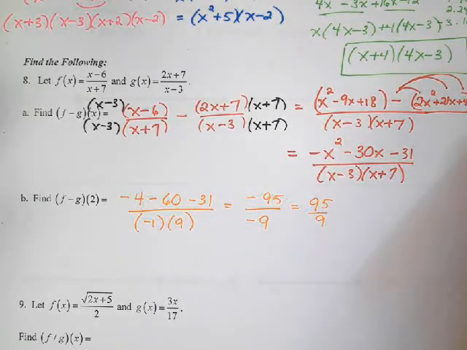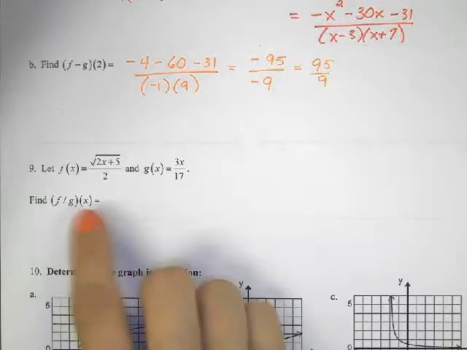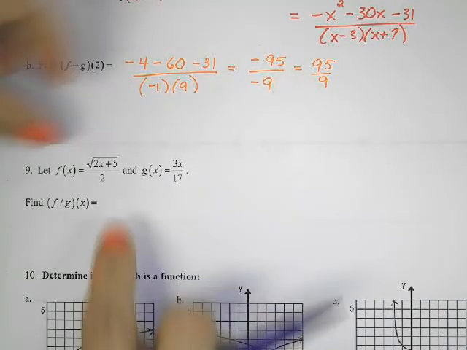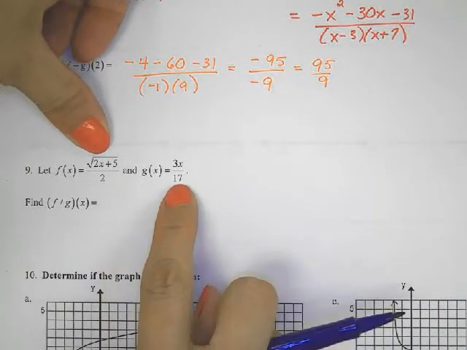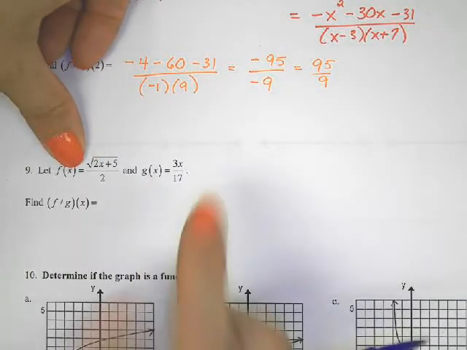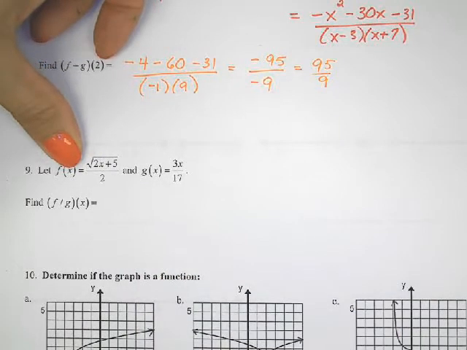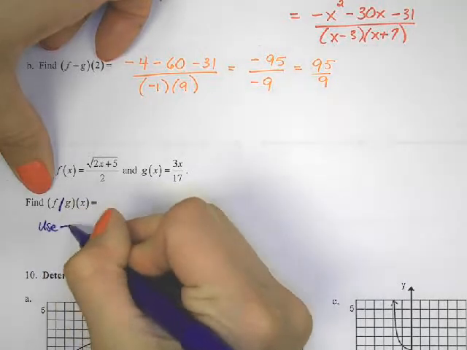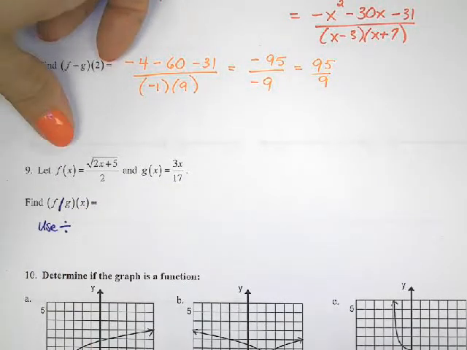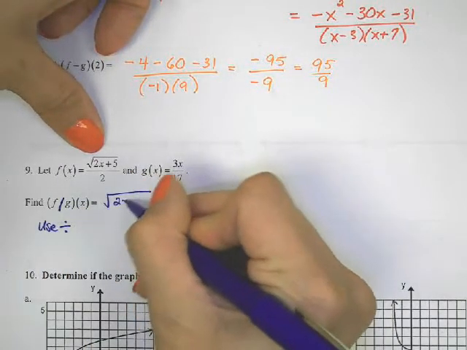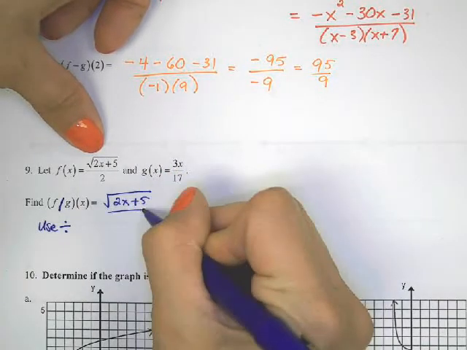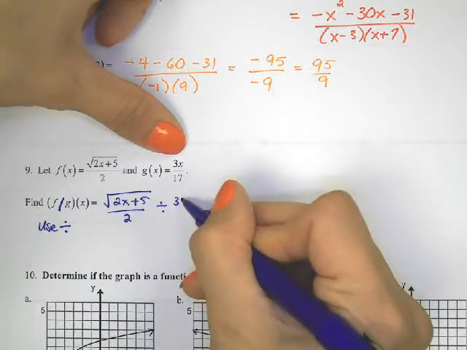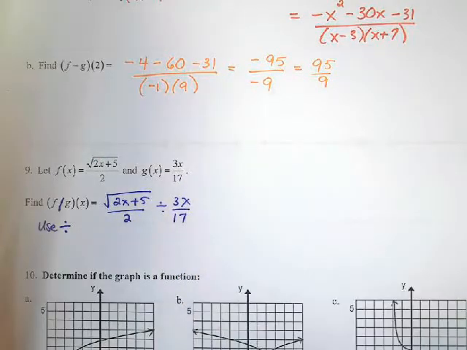Okay, next one. Let's do f divided by g of x. Oh my goodness, I see an f, and I see a g, and I see a fraction. I certainly don't want to make a quadruple decker. So instead of a divide sign, I'm going to use the old school one. So let's do 2x plus 5 over 2, and let's divide it by g, which is 3x over 17.